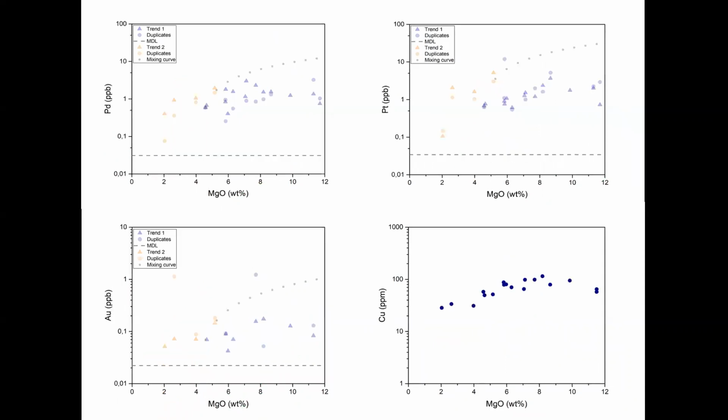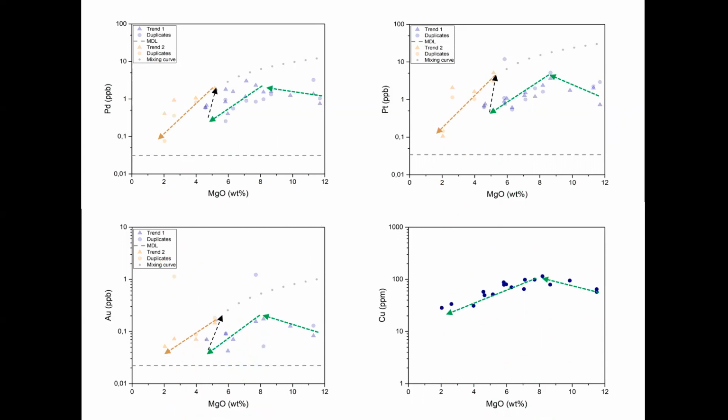But taking a look at the palladium, platinum, and gold, we can also see scatter, which I will address in a moment. Besides that, we can also see that the concentrations initially increase up to 8.5% of magnesium, followed by a decrease up to 5.5, which correlates with the copper trend. So the sulfide saturation occurred at about 8.5% of magnesium.